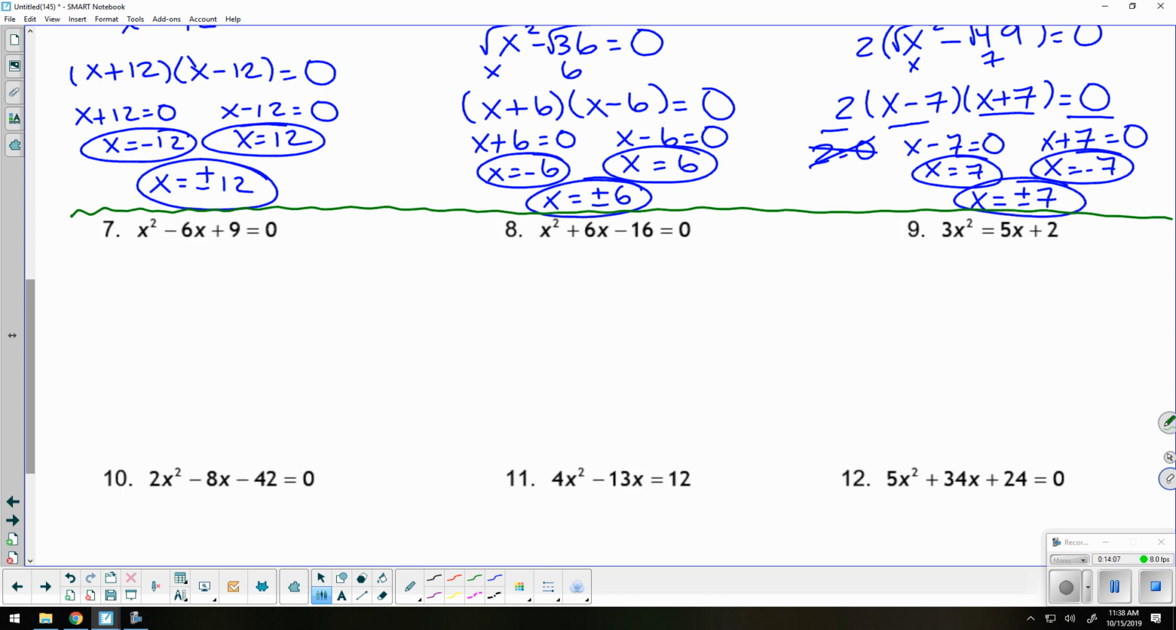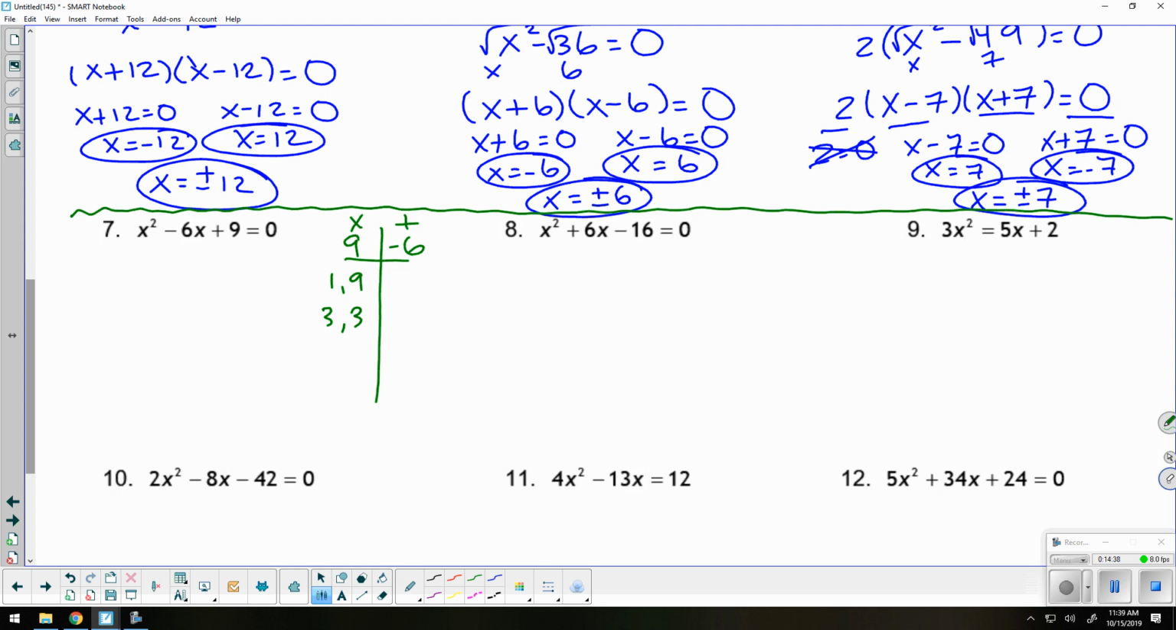Now I usually set up this little T-chart type thing. What you're trying to do in this case is find two numbers that multiply to be your C term, which is positive 9, and those same two numbers also have to add to be your B term, which is negative 6. Think about numbers that multiply to be 9. You don't really have a lot: either 1 times 9 or 3 times 3. So how can I get a negative 6 out of this?